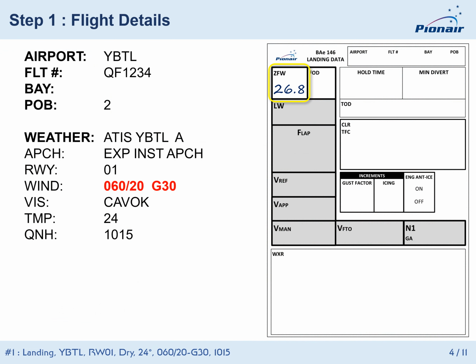So our landing card already has the zero fuel weight on it from the load and trim sheet when we prepared the takeoff card. If not, we grab this from the LTS just to make sure it's correct. We can start the card by completing the identifying strip across the top, including the bay if we had one. And finally, let's stick the ATIS in the weather box as well.